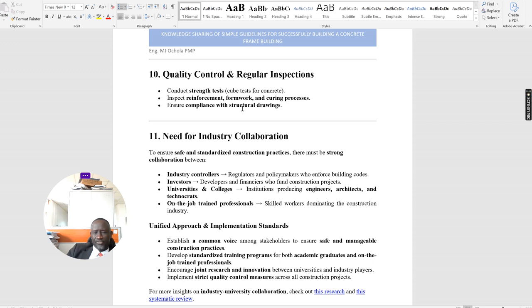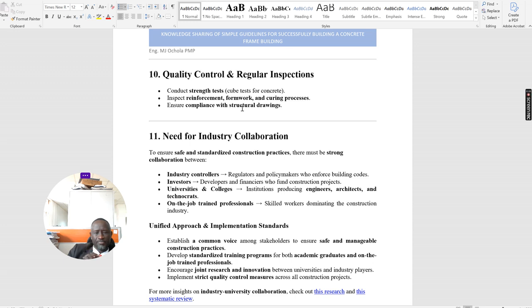Universities and colleges, institutions producing engineers, architects, and technocrats are important. They need also to get exposed to the industry early enough to understand what is required so that they are able to relate their theory to the practical world. So in that way, we are able to control any premature failing of said activity, and we have a bit of a unified implementation strategy to ensure that we have a safe construction site.